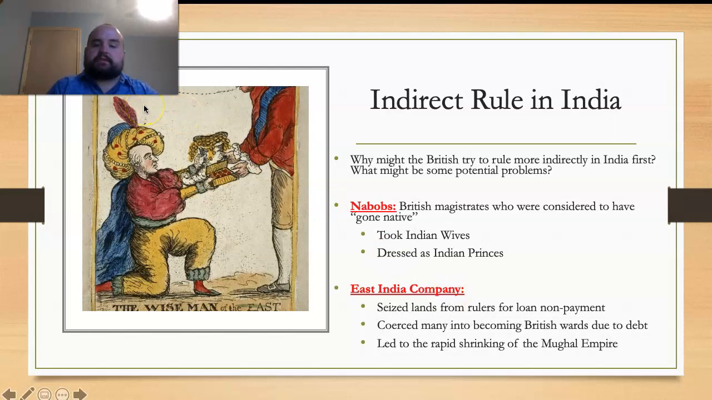Because of this, the British did start to have more control in India, which was first done indirectly. Now, why would the British want to rule indirectly in India at first, do you think? But what might be some of the potential problems for them?